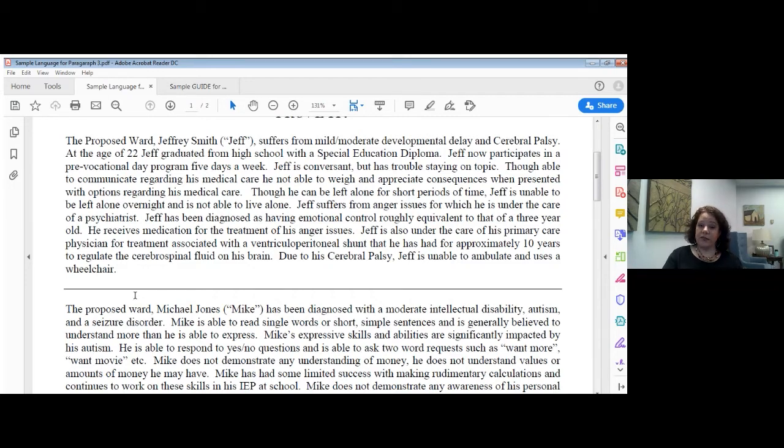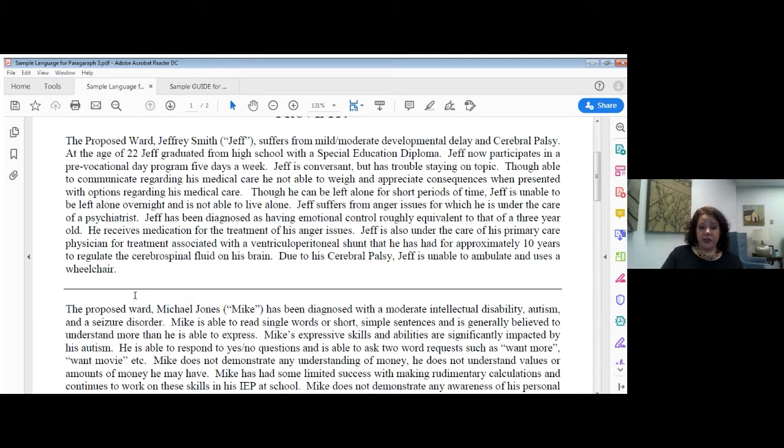He's conversant but has trouble staying on topic. Though able to communicate regarding his medical care, he's not able to weigh and appreciate the consequences when presented with options regarding his medical care. Though he can be left alone for short periods of time, he's unable to be left alone overnight and is not able to live alone. So as you can see, what we're getting at here, we've addressed the healthcare side of things. Yes, he can participate in the conversation, but he's not really going to get it and appropriately weigh and evaluate. And then on the safety side of things, he can't live alone. He's not able to be left alone overnight.